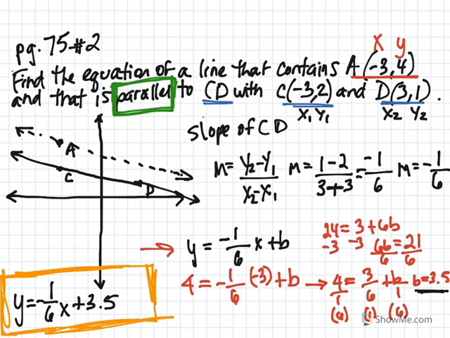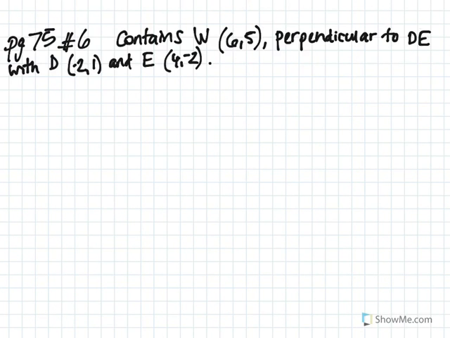All right, let's do another example just so you're more familiar. On the same page, we're going to move down one. So if we look at this question, we want to find the line that contains W, which is 6, 5, that is perpendicular to DE, with D being negative 2, 1, and E being 4, negative 2. All right. So we'll make our little XY coordinate.